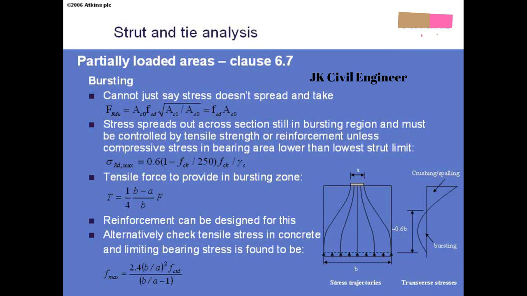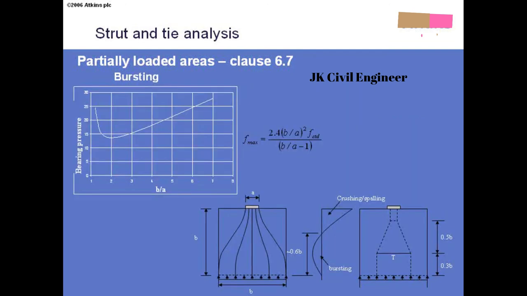If we plot out what that formula looks like for different B over A dimensions, you'll see that it takes up the form there. So we have a minimum at a B over A of 2, and then it goes up to an infinite value as B over A tends to 1, and also as B over A tends to infinity. What's happening there is, as B over A tends to 1, the supporting width B becomes equal to the width A, and all these stress trajectories just become vertical, so there is no transverse tension.